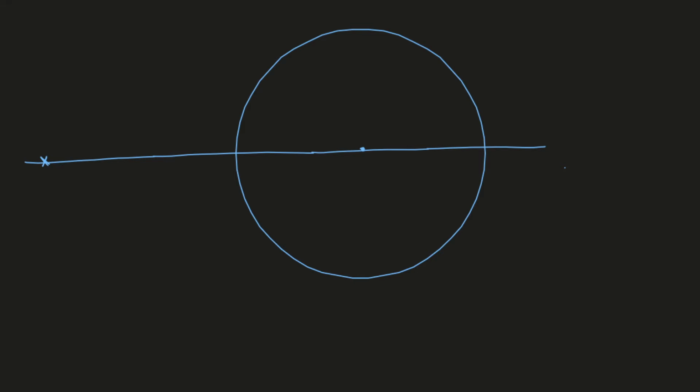Now, on this principal axis, we can name a few points. The point where the principal axis intersects the spherical boundary, let's just call this point P, for pole. Let's say the center is called C for center, and let's say the object is at point O.